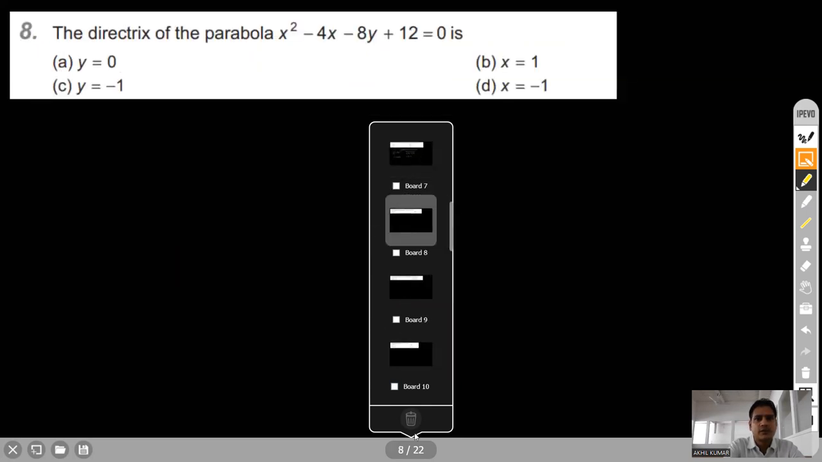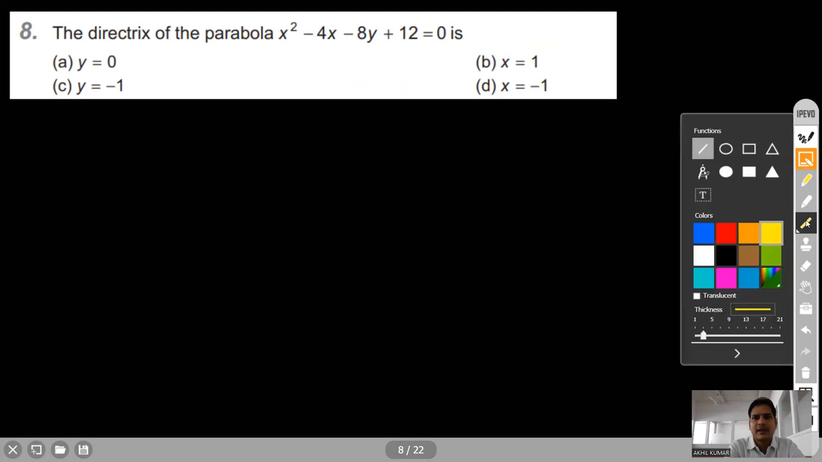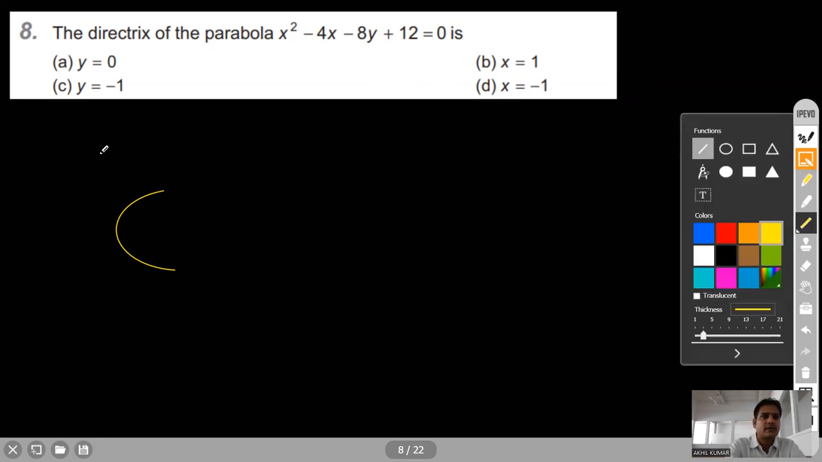So let's move to the next question. This is question number 8. The directrix of the parabola this. So we need to find the directrix of this parabola. As usual, we will try to make a rough sketch for this. There is no option for this shape of parabola, so we have to draw this and then erase it. This parabola we have drawn, and we need to find the equation of its directrix.